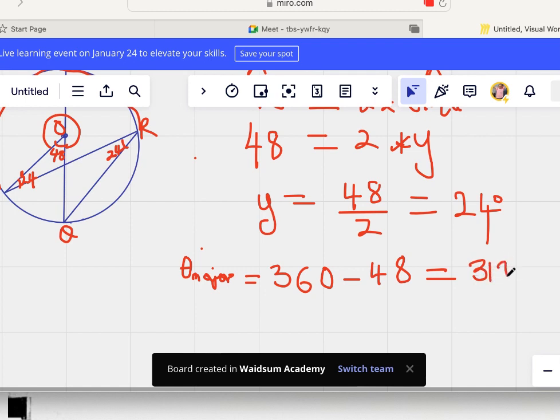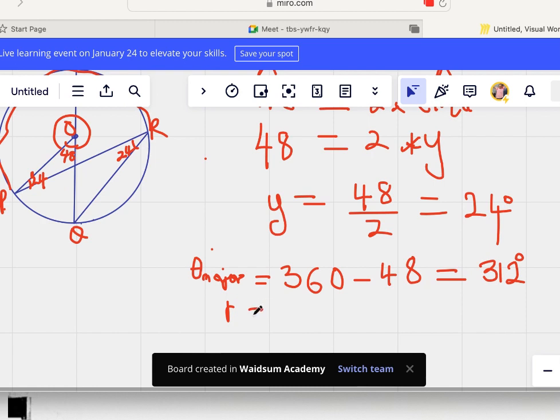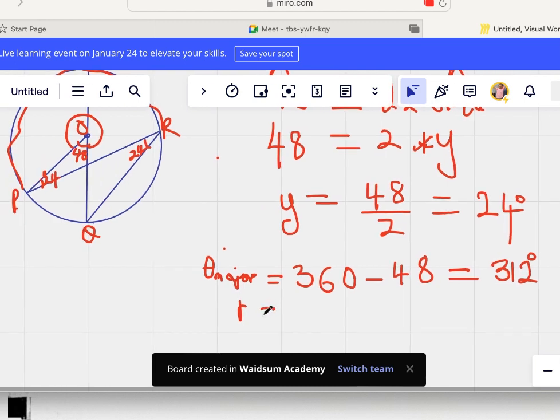312, okay, that's our major angle. That's the angle we're going to need to calculate the major arc. They say if the radius is 5.4 centimeter, calculate the length of the major arc. So you must get your major angle. Don't use 48 to calculate. If you use 48, you're going to get it wrong, because if they said we should calculate the minor arc, then we should have used the 48.